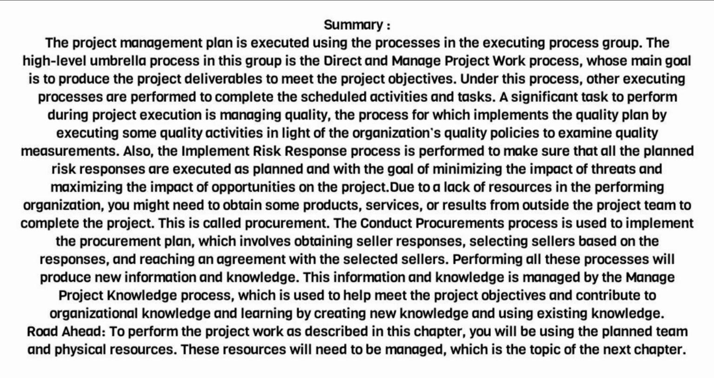Performing all these processes will produce new information and knowledge. This information and knowledge is managed by the Manage Project Knowledge process, which is used to help meet the project objectives and contribute to organizational knowledge and learning by creating new knowledge and using existing knowledge. Road ahead: to perform the project work as described in this chapter, you will be using the planned team and physical resources. These resources will need to be managed, which is the topic of the next chapter.